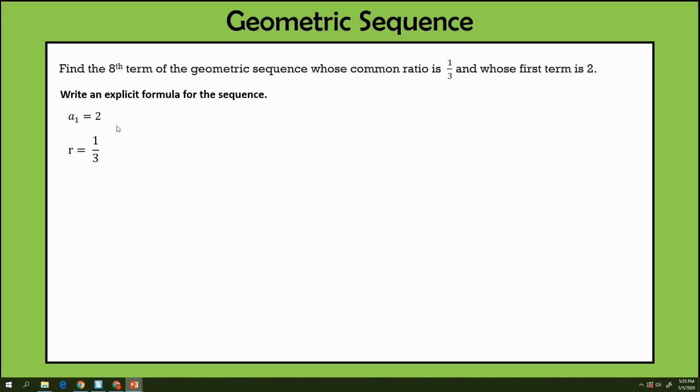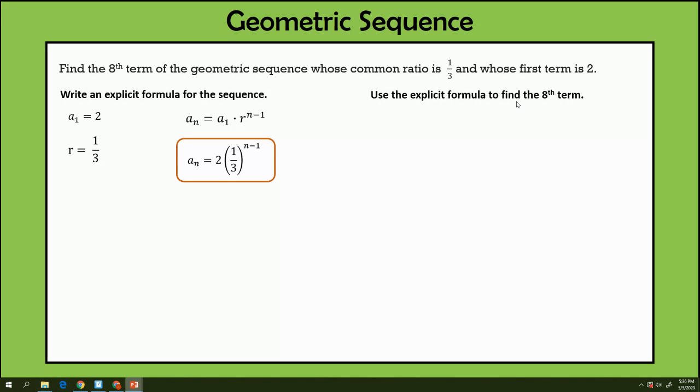We know that. So once we have this, we can write the formula by starting with our base and substituting in what we have. a sub 1 is 2, r is a third. So here's our explicit formula. This thing right here will generate every number in the sequence. They want us to find the eighth one. So that's a sub n equals 2 times 1/3 to the n minus 1, and n is going to equal 8. Let's put 8 in place of the n's.